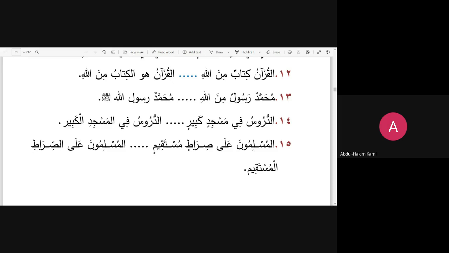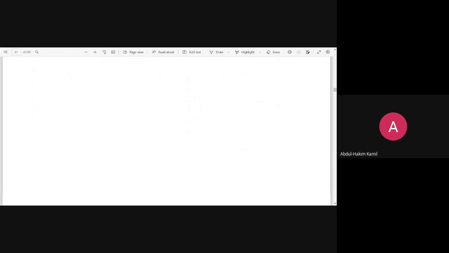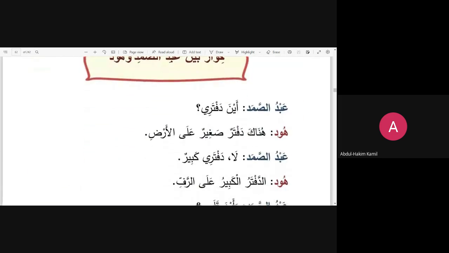In Surah Al-Fatiha, we say, اهدنا الصراط المستقيم. المسلمون على الصراط المستقيم. The Muslims are on the straight path.